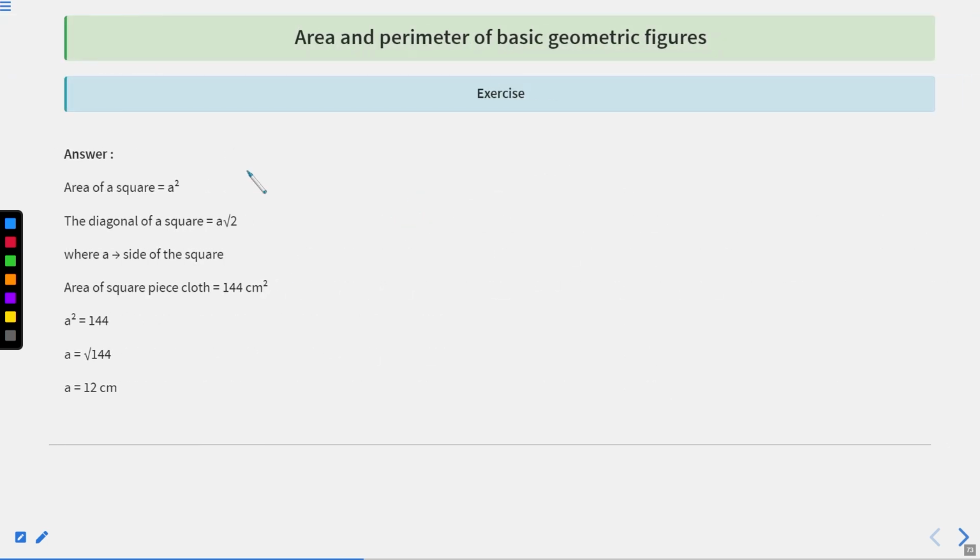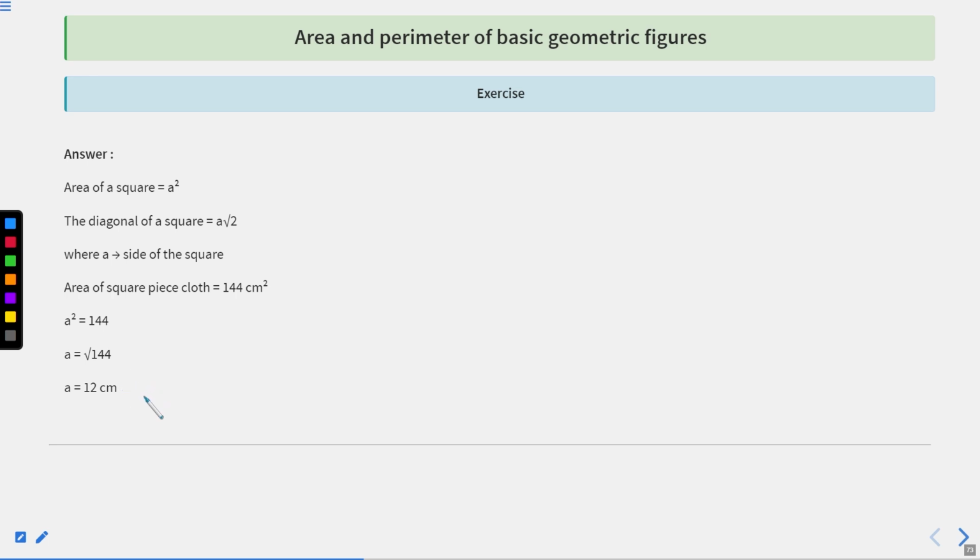Let us quickly recall, the area of a square is a squared. The diagonal of a square is given by a root 2. So if you know the value of a, you can easily compute the diagonal of a square. The area is 144 centimeter square, so a squared is equal to 144. On simplification, a equals the square root of 144, and the final answer for a is 12 centimeter.